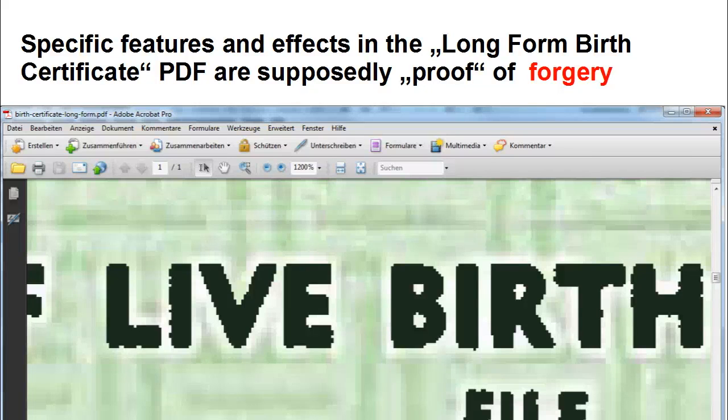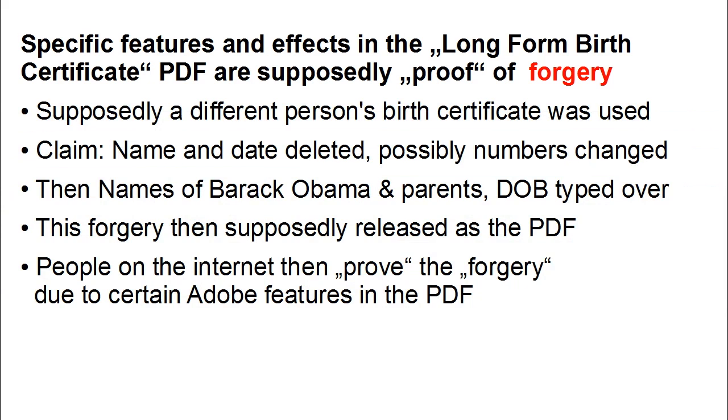Hello everyone, here's another video on Adobe optimization of scanned files with regard to the Obama birth certificate. Now there are some claims being made that some Adobe features in the PDF file you can download from the White House site, or some properties of the pixels you can see in that file, are definite proof that this file is a forgery, which would basically mean that, for instance, a different person's birth certificate was used, the original names, numbers, and dates deleted and typed over with data referring to Barack Obama, and this forgery then released by the White House as the PDF.